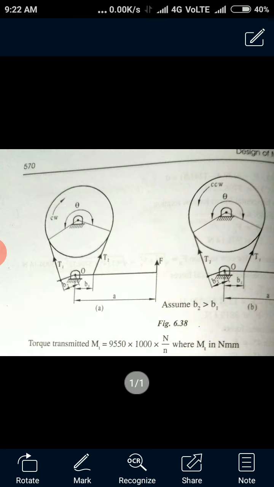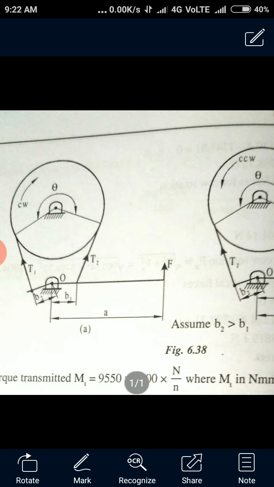Maybe the drum is rotating in clockwise direction or it is rotating anti-clockwise. Based on that, the T1 and T2 positions, as you know, will change depending upon the direction of the drum, clockwise or anti-clockwise. So now we'll take one or two problems on how to design a differential band brake.